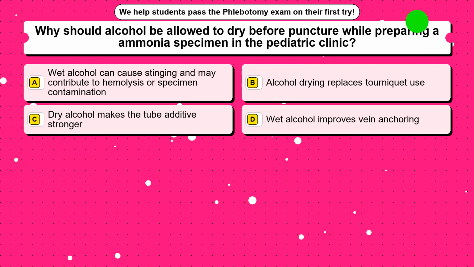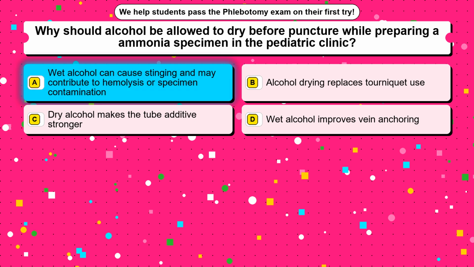Question 49. Why should alcohol be allowed to dry before puncture while preparing an ammonia specimen in the pediatric clinic? Option A. Wet alcohol can cause stinging and may contribute to hemolysis or specimen contamination. Option B. Alcohol drying replaces tourniquet use. Option C. Dry alcohol makes the tube additive stronger. Option D. Wet alcohol improves vein anchoring.